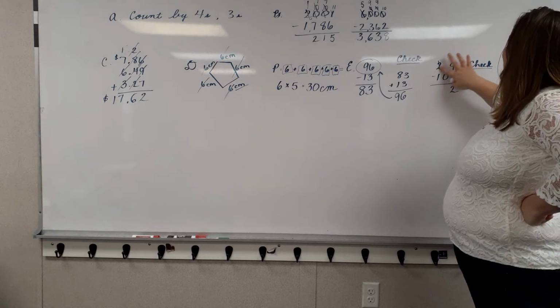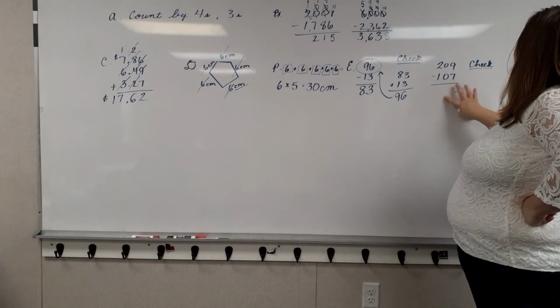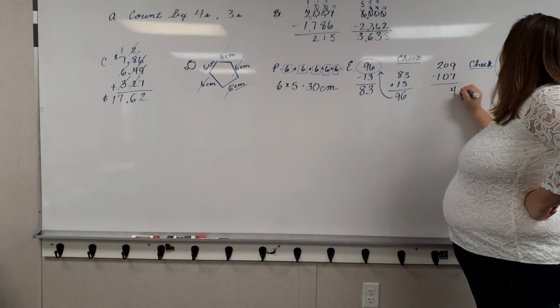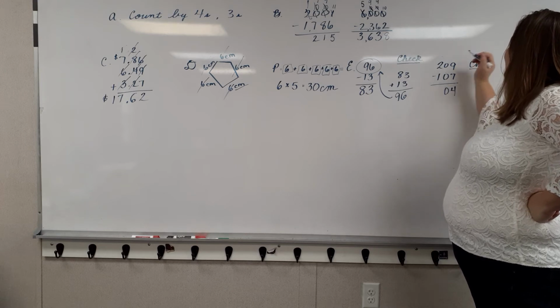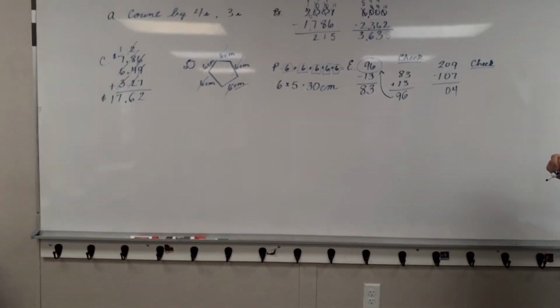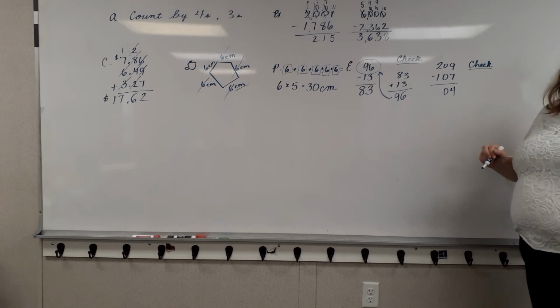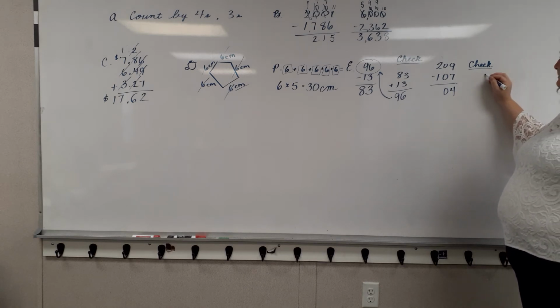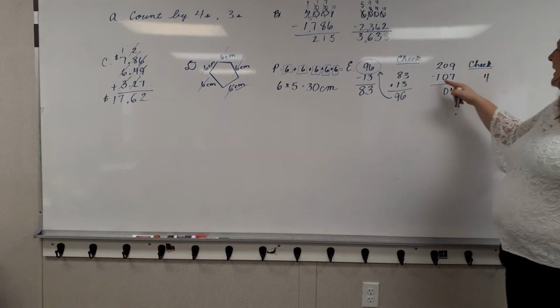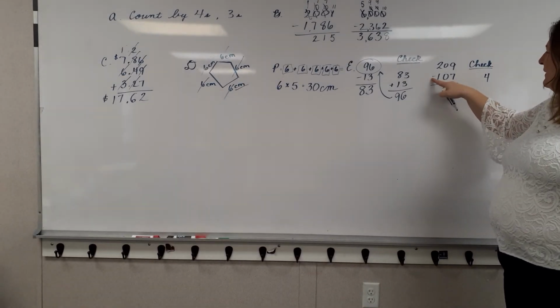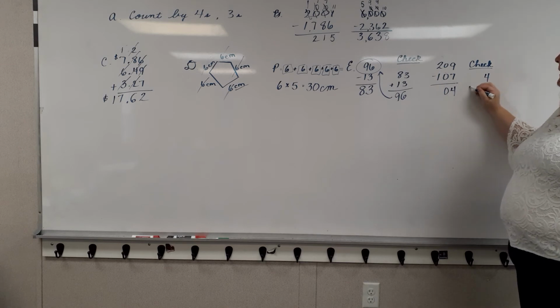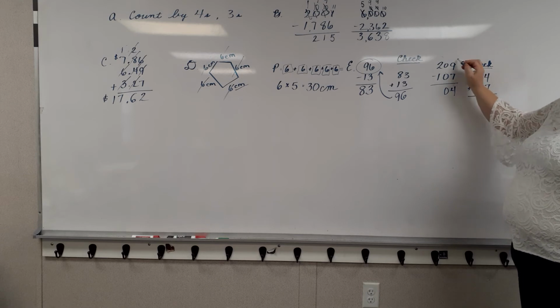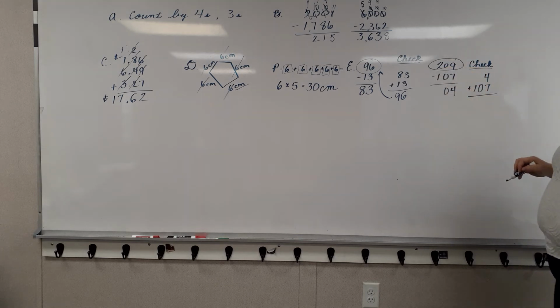Let me make this 209. Let me just make 9 minus 7 equals 4. And then get my answer as 04. Now, how would I check it? I would check it by taking this number here, which was my answer, and adding this number, because the opposite of subtraction is adding, plus 107, and it's supposed to equal this number.